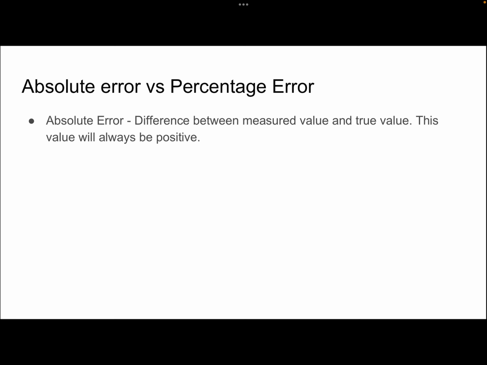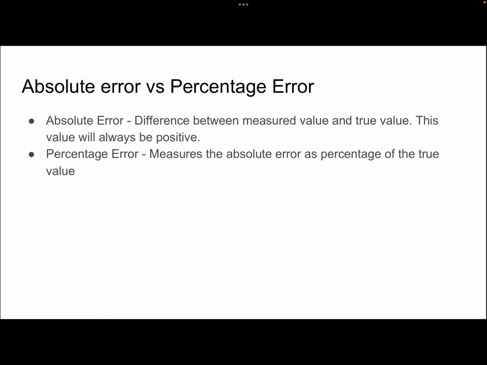Now, what is absolute error? Basically, absolute error is the difference between a measured value and the true value, and this value will always be positive. Just think about what we have done with absolute value. Absolute value is the distance of a point from the origin, which always gives me a positive number. So that's why when we look at absolute error, the answer should always be a positive number as well. We'll dive into some examples shortly, but we'll go into some of the definitions first.